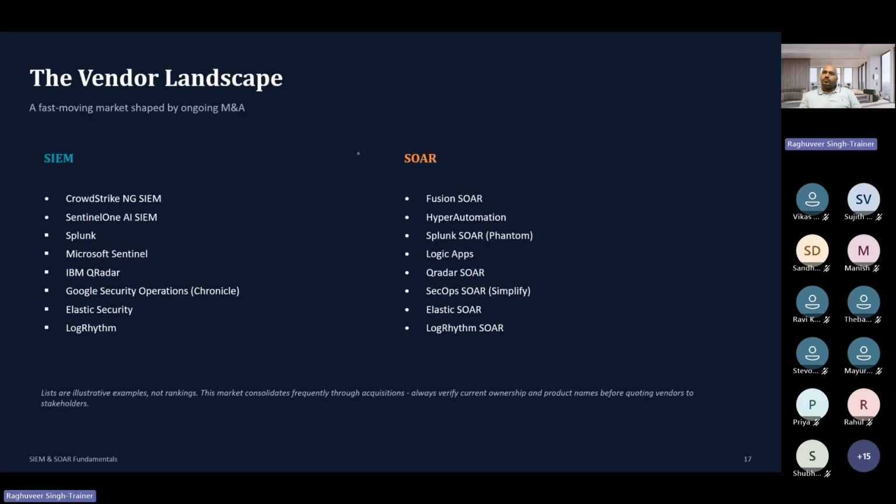Now, when it comes to the vendors of these solutions, you can see, for example, CrowdStrike NGC. I've intentionally put it on the top because that's what we are doing, and the SOAR part of it is Fusion SOAR. SentinelOne has AI SIEM, and its SOAR is Hyperautomation. Splunk uses Splunk SOAR, which used to be known as Phantom. Microsoft Sentinel is a SIEM, and Logic Apps is the inherent Microsoft service for workflow automation.